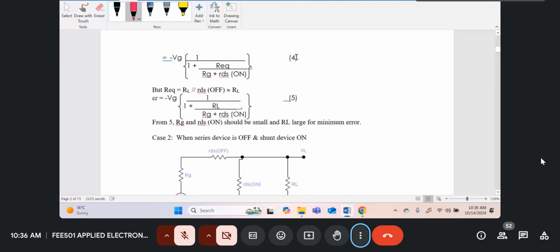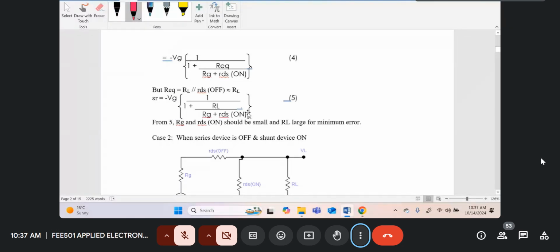So from equation 4, R equivalent is just equal to RL in parallel with RDS off, which is approximately equal to RL. So if you substitute this result in equation 4, instead of R equivalent, we'll write RL. So you'll get that the error, our on-state error or case 1 error, is just minus Vg, 1 divided by 1 plus RL divided by Rg plus RDS on. So this is our on-state error or our case 1 error.